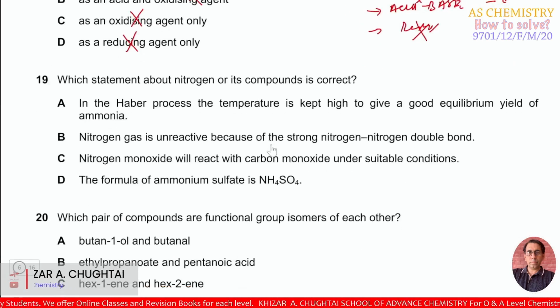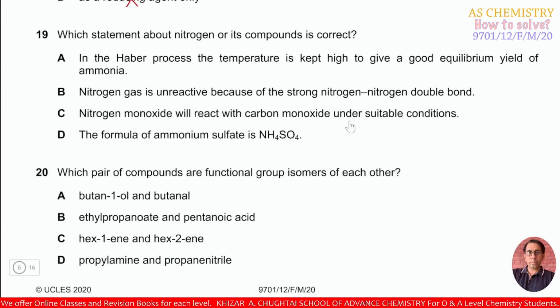Question number 19. Which statement about nitrogen and its compounds is correct? In a Haber process, the temperature is kept high to give a good equilibrium yield of ammonia. As you know, the Haber process is an exothermic reaction, so a high temperature will give a poor yield at equilibrium. So this is incorrect.